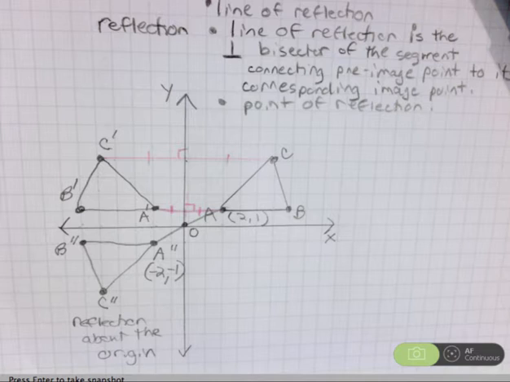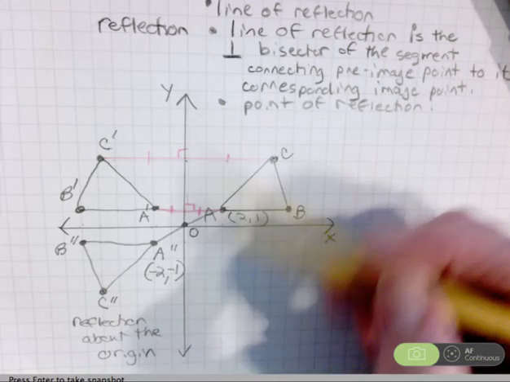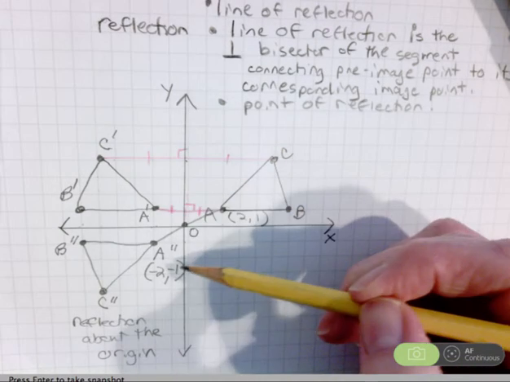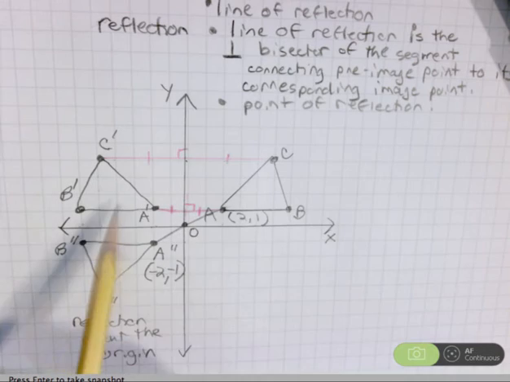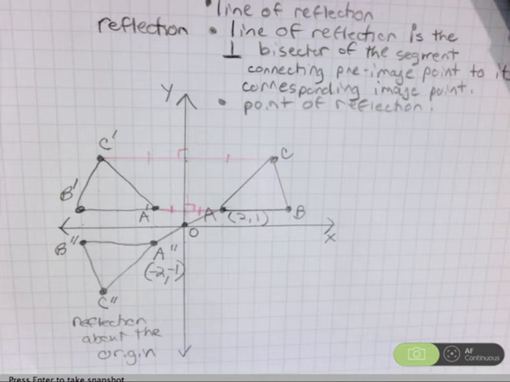And notice whenever you reflect across a line, your picture will have that butterfly look to it, where the line of reflection is the body of the butterfly and the preimage and the image are the wings of the butterfly. So that's one way you can tell if you've done the reflection correctly, if your picture has that butterfly look to it.